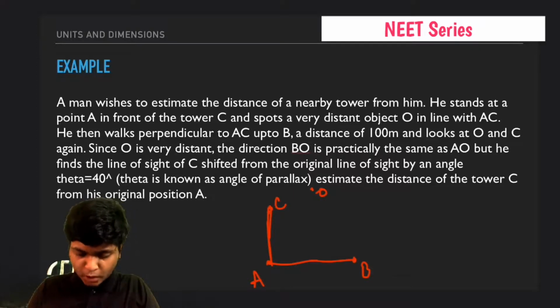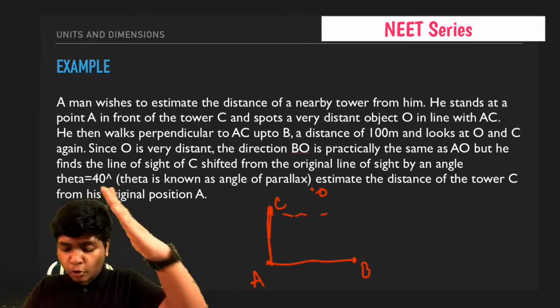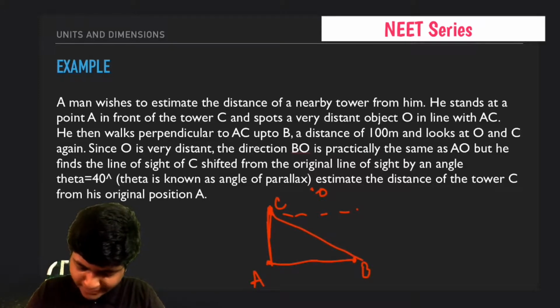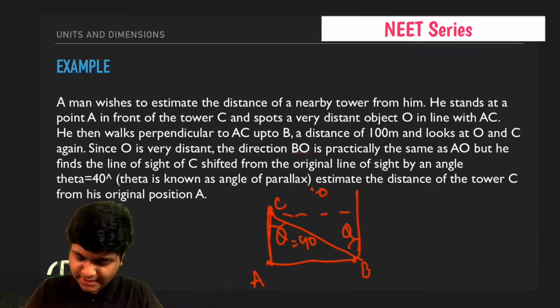He takes a look at O and C. The line of sight of C is shifted from the original line by an angle of 40 degrees. So here is a theta, and here also becomes a theta. Here theta is equal to 40 degrees.